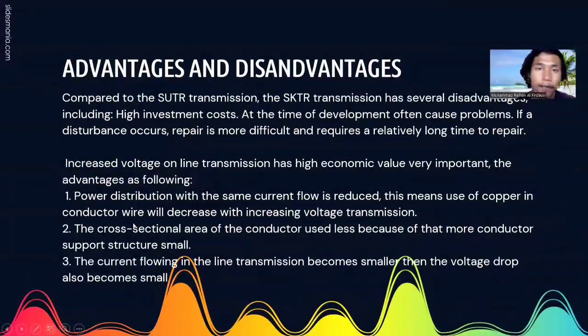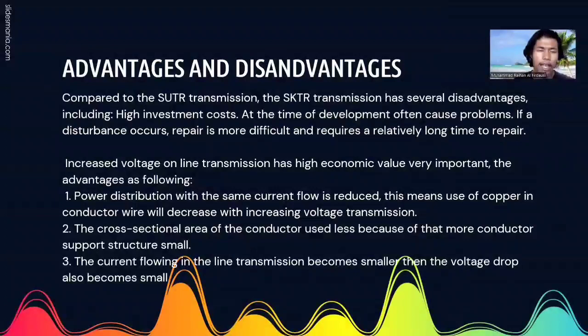Advantages and disadvantages. Compared to SUTR transmission, SKTR transmission has several disadvantages, including high investment costs at the time of development, and it often causes problems if a disturbance occurs. If a disturbance occurs, repair is more difficult and requires a relatively long time. So this is a disadvantage of that.